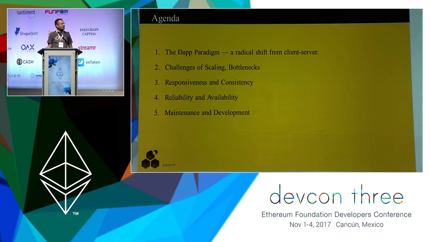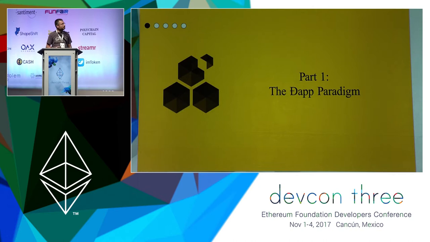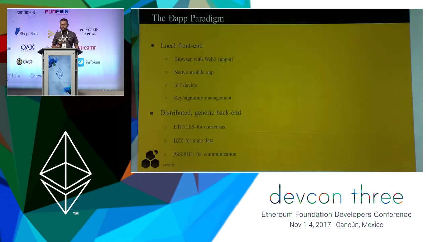Then I'm going to talk about the various challenges of scaling and what the bottlenecks are. Then we are going to discuss how reliability issues are being addressed in a dynamic, decentralized, and essentially low-trust environment of a distributed application. We are going to discuss availability of content, which is a very important issue. And finally, I'm going to talk about how a distributed application can be operated and developed and improved over its life cycle. So first, the distributed application paradigm.